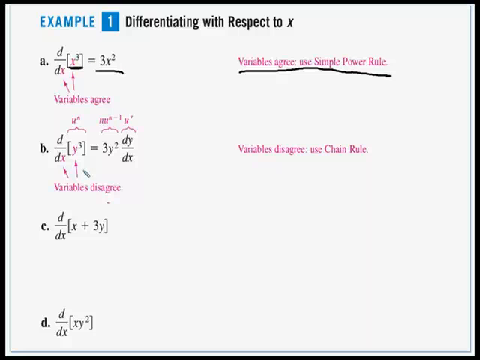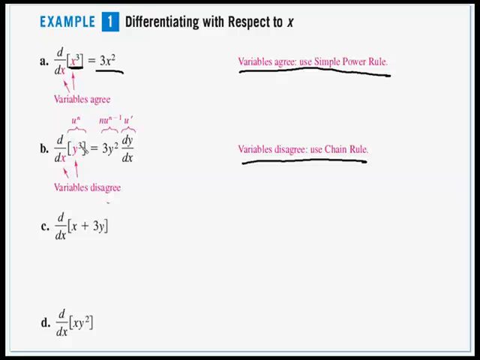But what if the variables do not agree? This is the chain rule. So here we have d dx, we're taking the derivative again with respect to x, of a term that is y to the third. These variables do not match. So we're sort of going to do the chain rule. Imagine this is our u substitution. We're just going to let u equal the y variable. We take the derivative, it's just 3y squared.